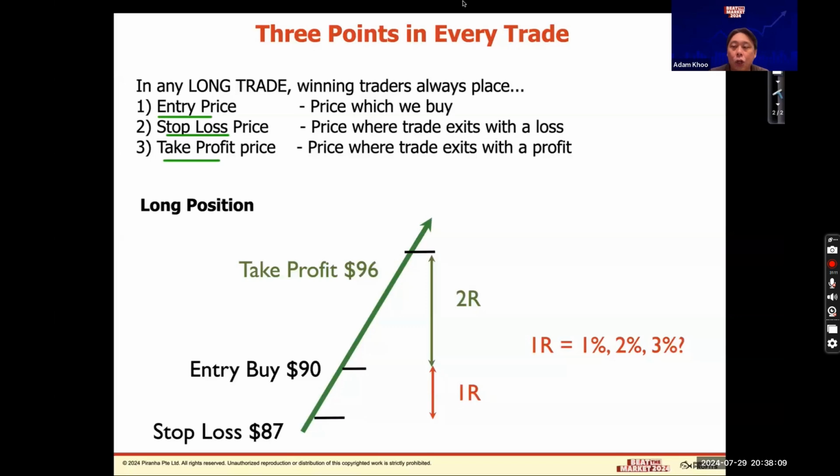So when you take a long position, in other words, if you think the price of the stock is going to go up, you enter a buy order. Let's say in this example, you enter buy order at $90. You have to place a stop loss together with the buy order. You have to enter it together. So let's say the stop loss is at $87.